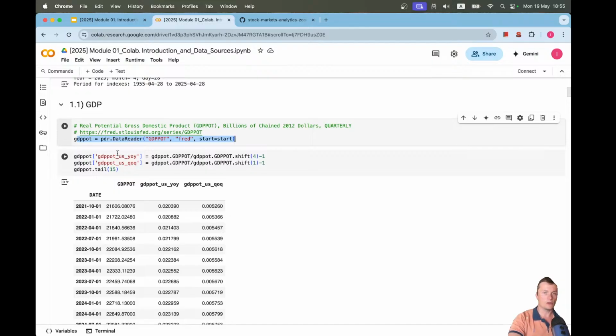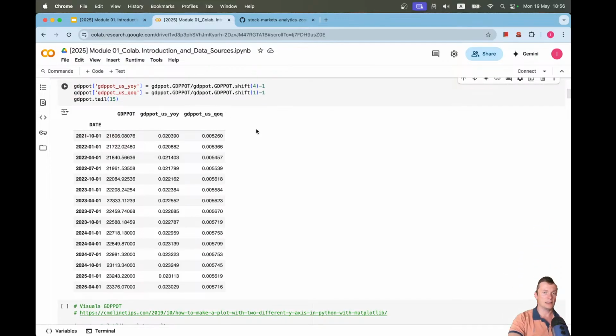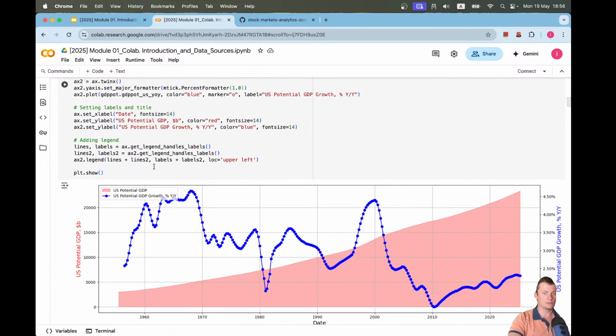I define 2 more columns: growth year on year and growth quarter on quarter. And you may want to read what it means when you shift the data by 1 or 4 data points. The logic is exactly the same for most of the data that we have here. We just select different metrics from a different source. We get the data frame, and then we might build some visualization. So that's what you see on the slide.